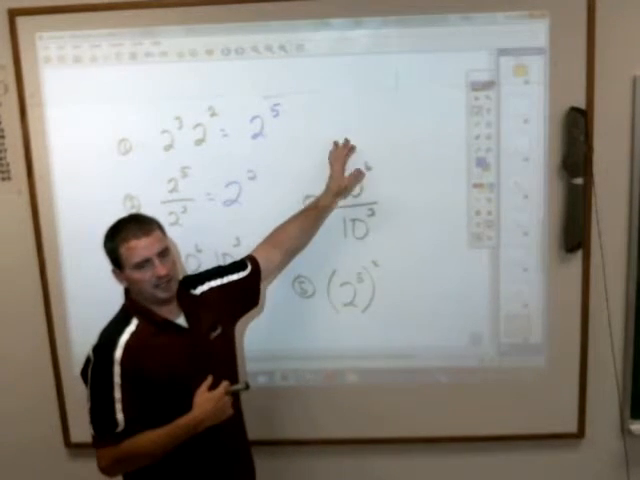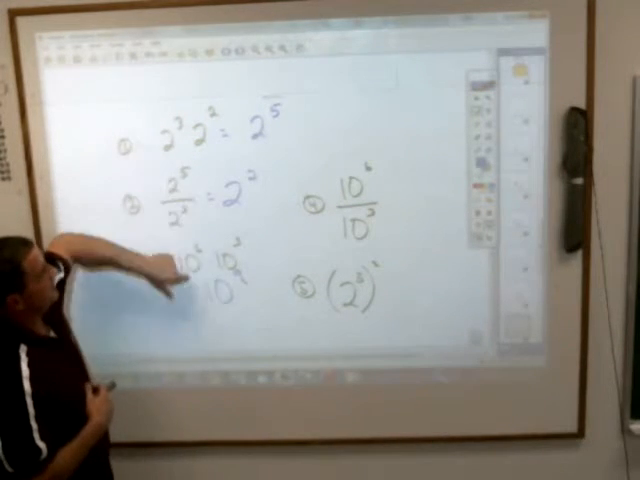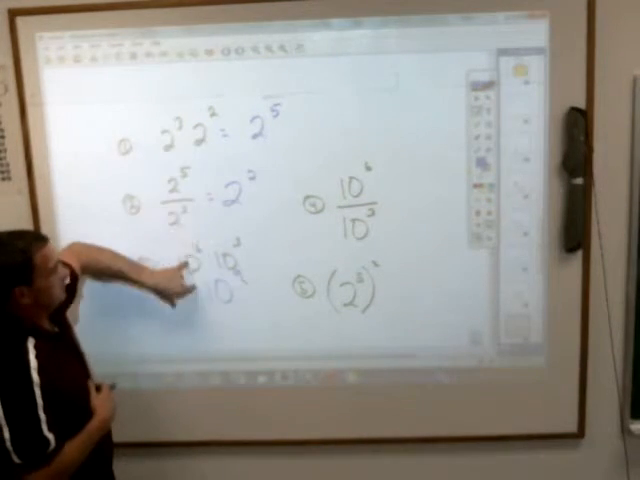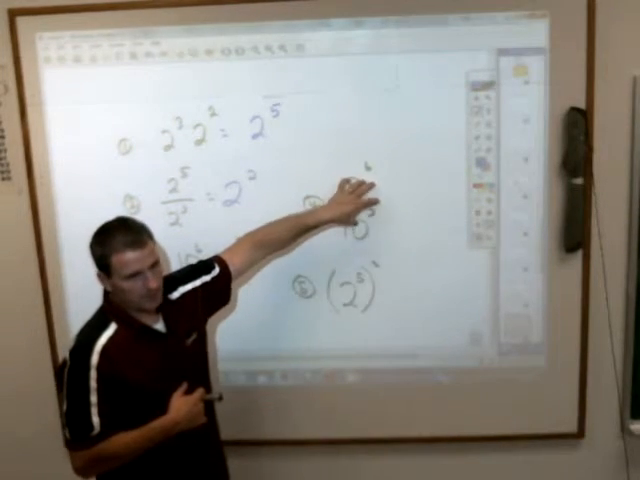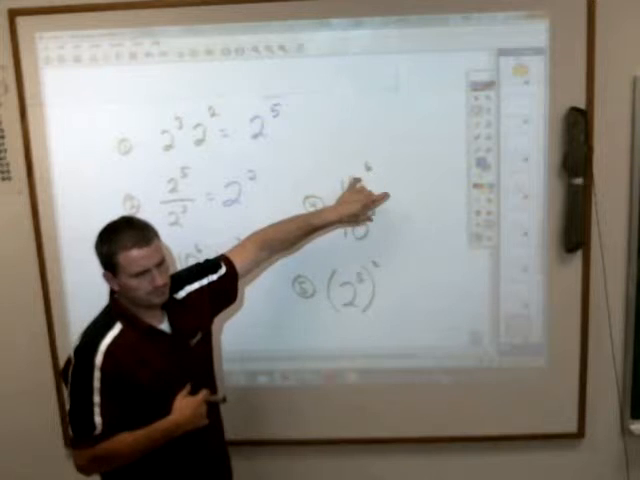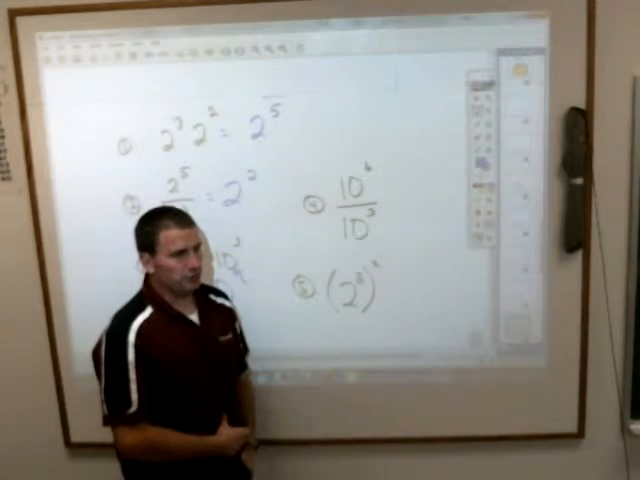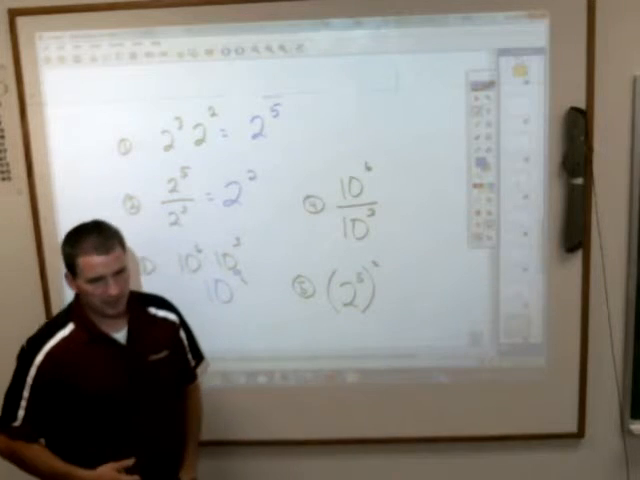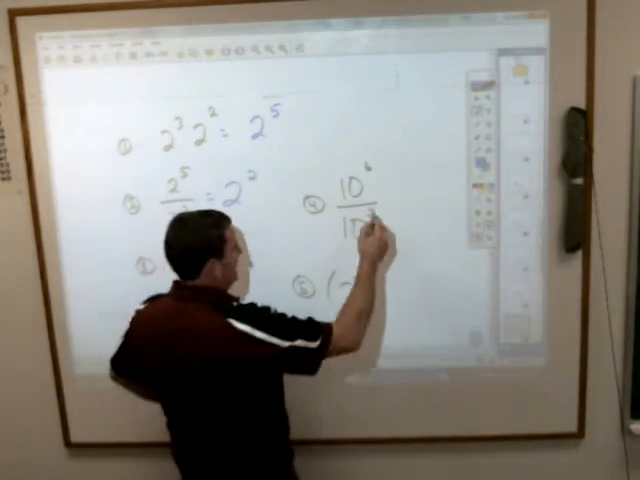10 to the sixth divided by 10 to the third. It's the same as this one. These are exactly the same bases, all ones. 10 to the sixth over 10 to the third. Colton? 10 to the 9th. It is not 10 to the ninth. If you look on your division sheet, what do we say to do with exponents? 10 to the third, thank you very much.